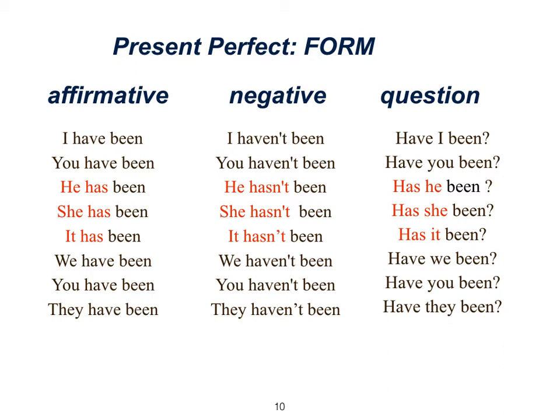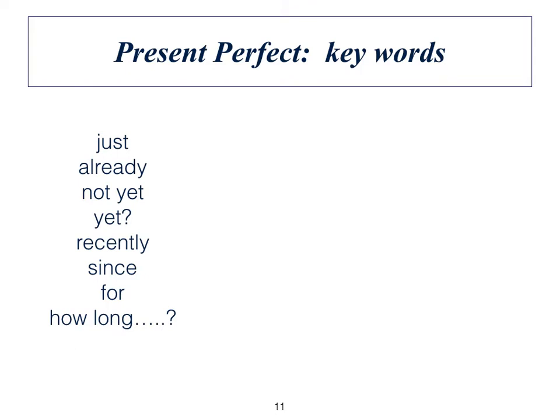I give you a hint. There are some words which clearly suggest that we can use the present perfect tense in a sentence. These keywords are just, already, not yet, so in negative sentences, yet in questions, recently, since, for, and the question word, how long. All these words suggest we can use the present perfect.